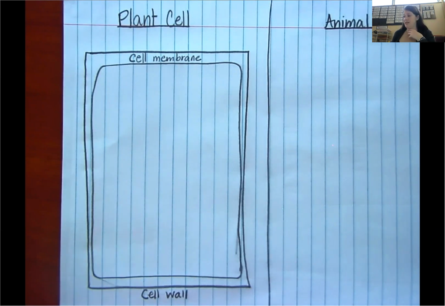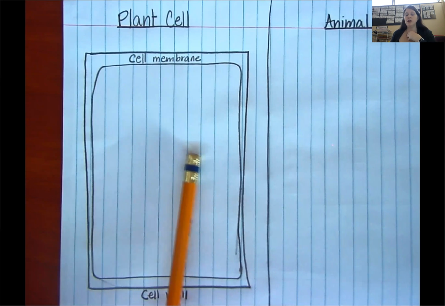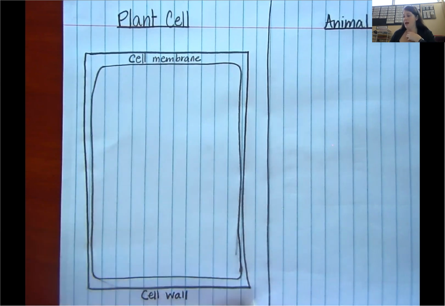An animal cell does not have the cell wall. They just have the cell membrane. Cell membrane sort of lets things in and out. For a plant cell, the wall itself is permeable. Things can go in and out of it, but it gives it its shape.